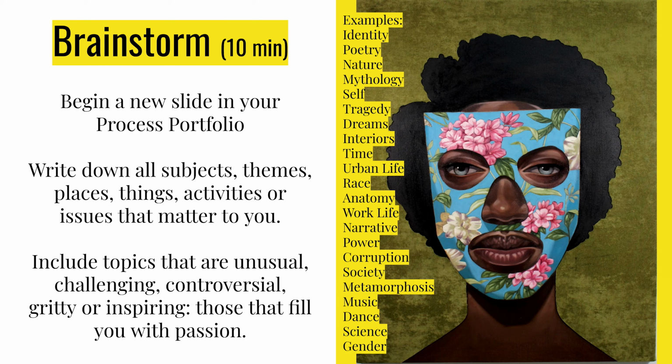So in the first slide of your process portfolio, I want you to write down all subjects, themes, places, things, activities, or anything at all, issues, anything that matter to you, that you're passionate about, that you're excited about, things that you're thinking about on your own time, things that you're doing when you have free time, things that you're thinking about when no one is telling you what to think about or what to do. These are the questions and the things that are going through your head and the things that interest you when you are in control of your own time.